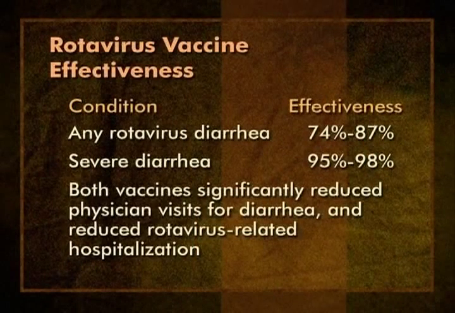These large clinical trials demonstrated that both rotavirus vaccines are effective. The vaccines were found to be 74% to 87% effective in preventing any rotavirus diarrhea. The vaccines are 95% to 98% effective in preventing severe diarrhea. Protection appears to persist through the second rotavirus season post-vaccination. Both vaccines significantly reduce physician visits for diarrhea and reduce rotavirus-related hospitalization.